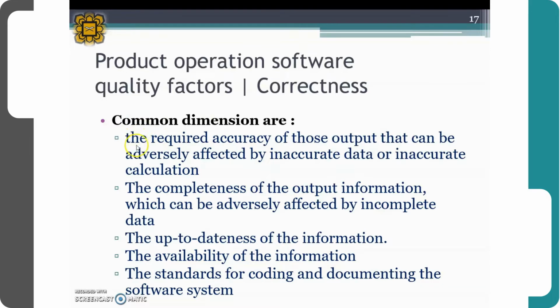Example here, the required accuracy of the output, which can be affected by inaccurate data or inaccurate calculation. For example, you can accept a 0.005 error rate. The completeness of the output information, which can be adversely affected by incomplete data, or in terms of the up-to-dateness of the information or availability of the information. Say information must be correct 99%, for example. And the standards that are used to document the software system.